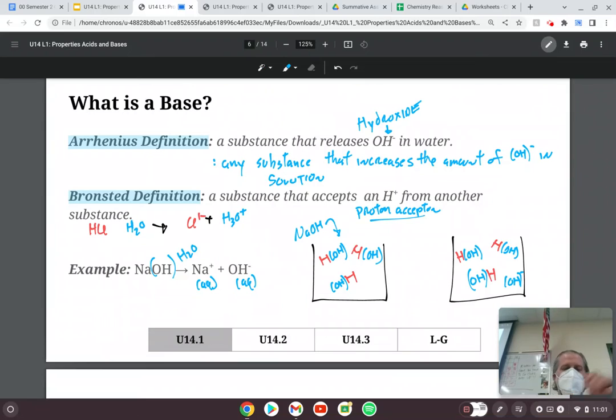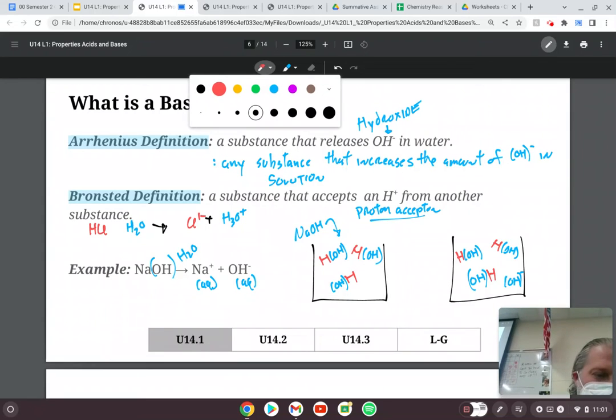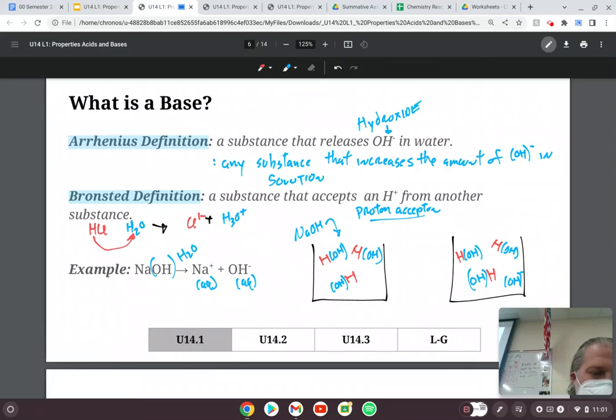If this hydrogen right here is given to this water, that hydrochloric acid is the proton donor. But that water accepted the hydrogen, so that's the proton acceptor. So in this case, the Bronsted-Lowry acid would be the HCl, and the Bronsted-Lowry base would be the water because it accepted a hydrogen. That's a little bit different than the Arrhenius definition, but these are still two things that you need to keep track of. So far, so good? Okay. All right.